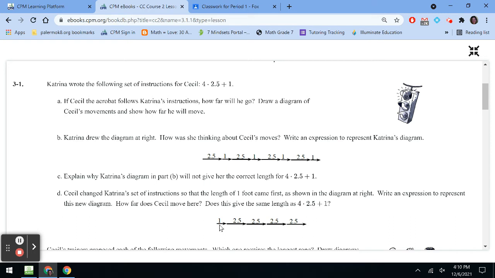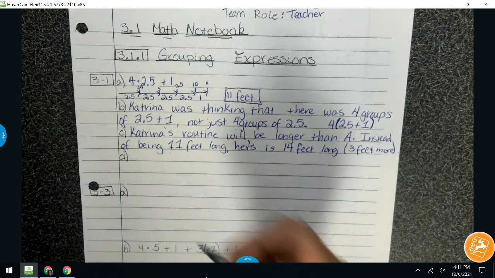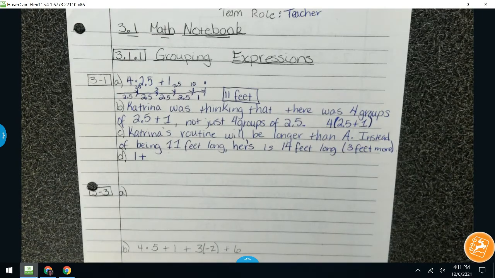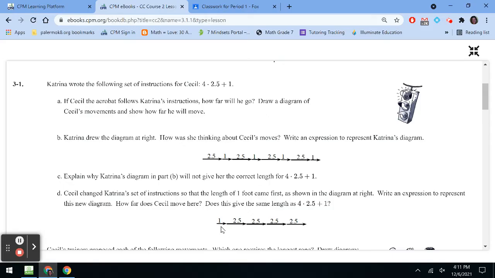So the first thing that we need to do is to write an expression to represent this. So what is Cecil's first move? Then what happens? So his first move is that he moves 1 foot. And we can see that right here. Then what happens?